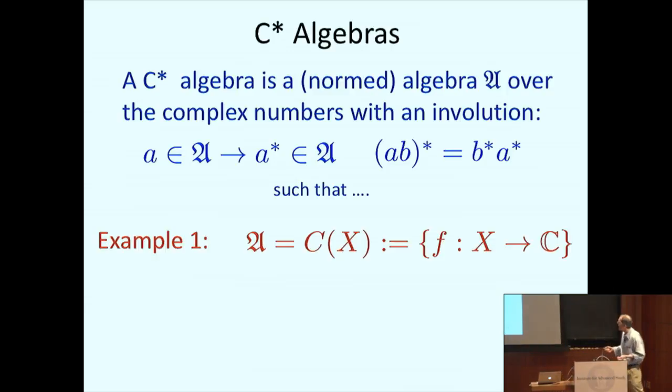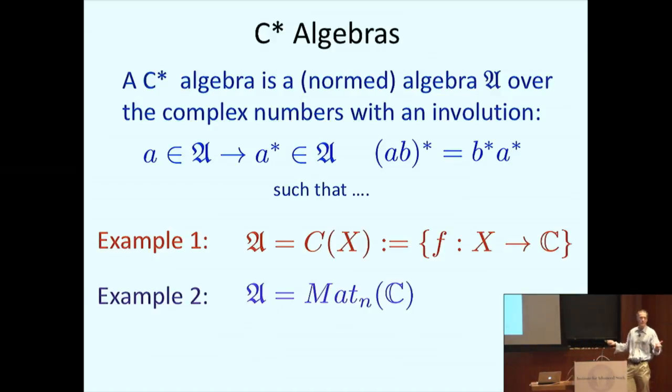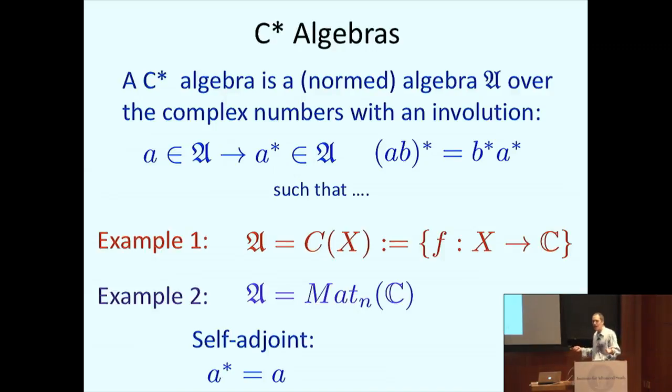Now, there are two examples I want you to keep in mind through the rest of the talk. Example one is the algebra of complex valued continuous functions on a topological space X. And example two is just n by n matrices over the complex numbers. Now, for any C-star algebra, we'll say an element is self-adjoint if A star is A, and positive if A is B star B.